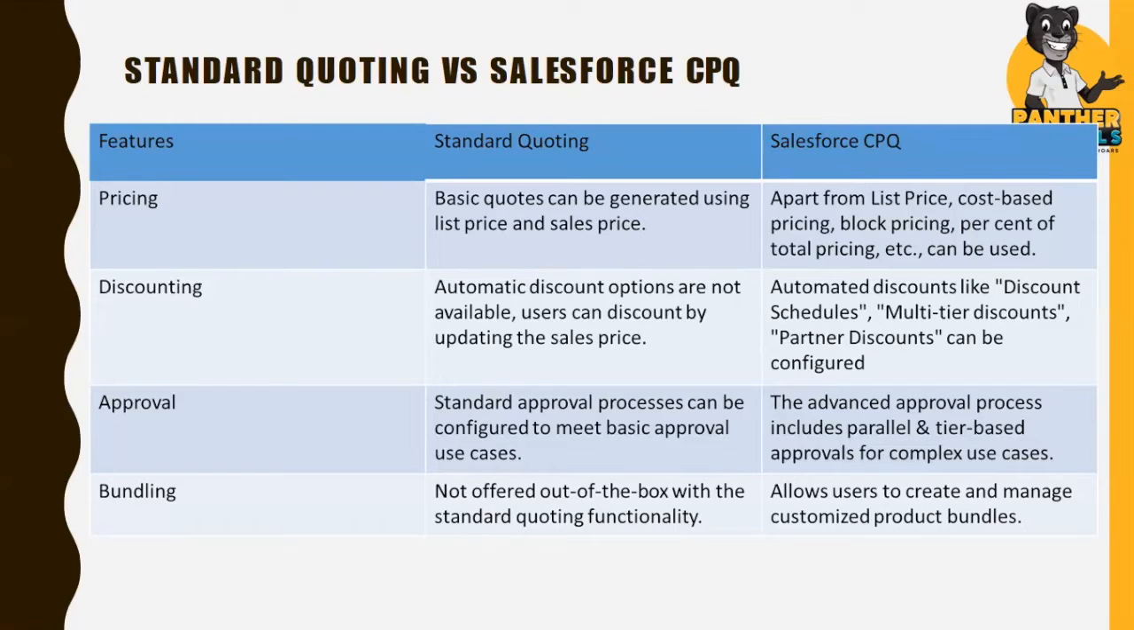So you cannot achieve this in the standard quotation process. You can only achieve it by using Salesforce CPQ. Here you can customize your own product. You combine three or four products and create a main parent product, and on the parent product you will configure adding options and all the things. This is all about the basic difference between Salesforce CPQ and the standard quotation process.